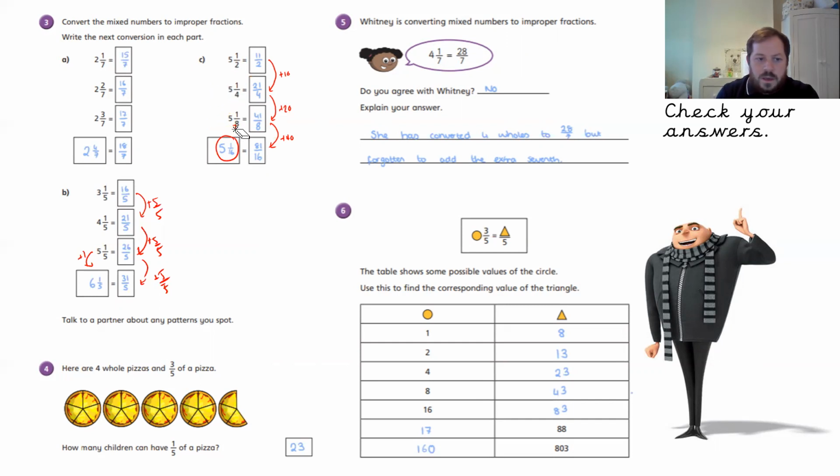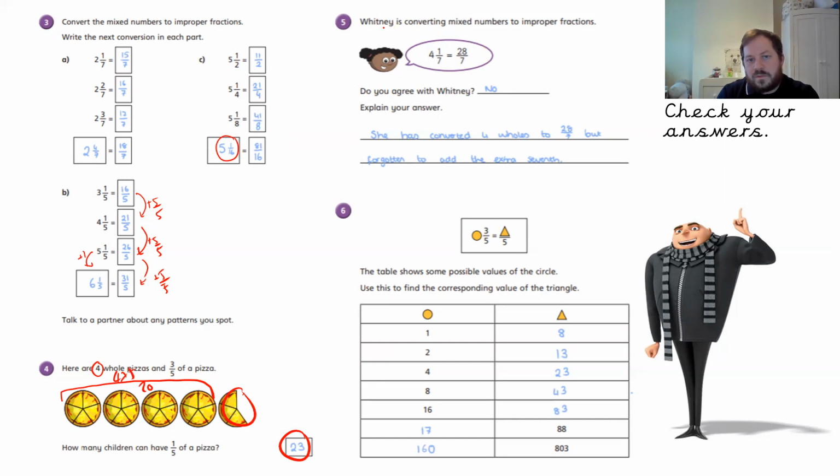Okay. Going down to number 4, there are 4 whole pizzas, 1, 2, 3, 4, nice and easy, and 3 fifths of a pizza, which is this bit here. So we've already got a diagram that shows it. It says how many children can have 1/5 of a pizza each. This should be nice and straightforward because we're just counting the number of fifths. We could literally count them as we go around, or we've got 4 whole ones here. So 4 whole ones is the same thing as 4 times 5, which is 20, plus the 3 there equals 23.